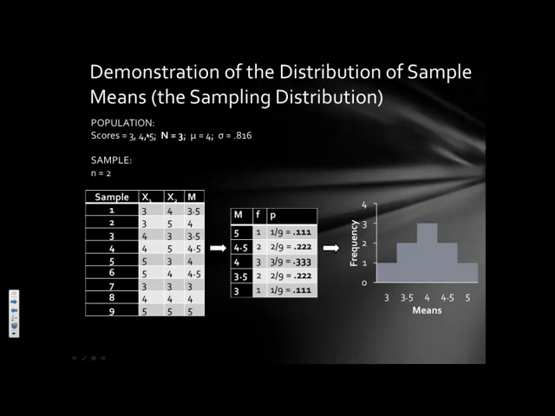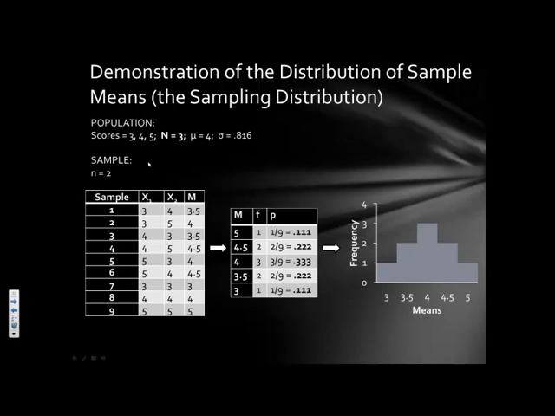In reality, we're never going to have this small of a population, and we'll probably never have this small of a sample, but there's this thing called the central limit theorem that allows you to know the characteristics of the sampling distribution without going through this whole process. And we'll talk about the central limit theorem here in a minute.